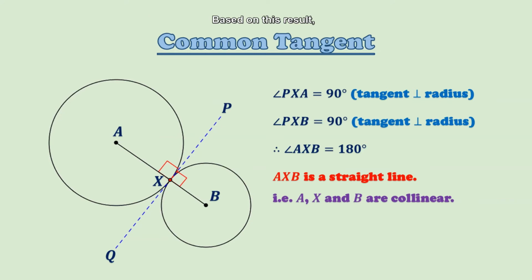Based on this result, if the radii of the two circles are R1 and R2, then the length of AB can be found to be R1 plus R2. Later, when you see two circles touching each other, you can apply this result without any proof.